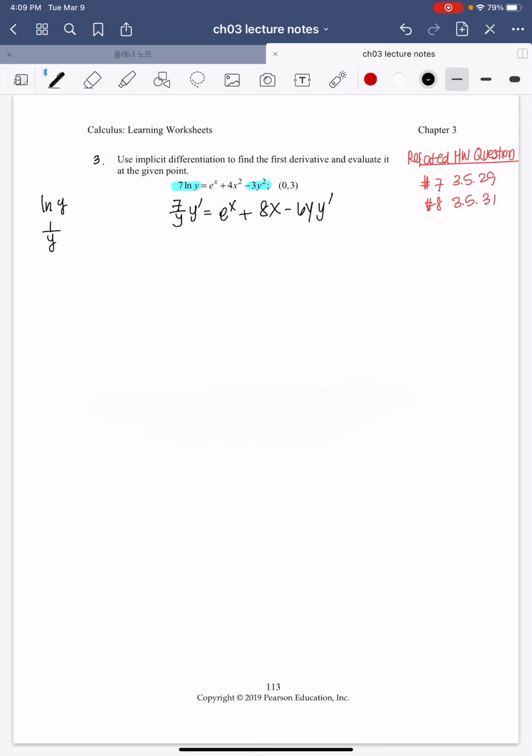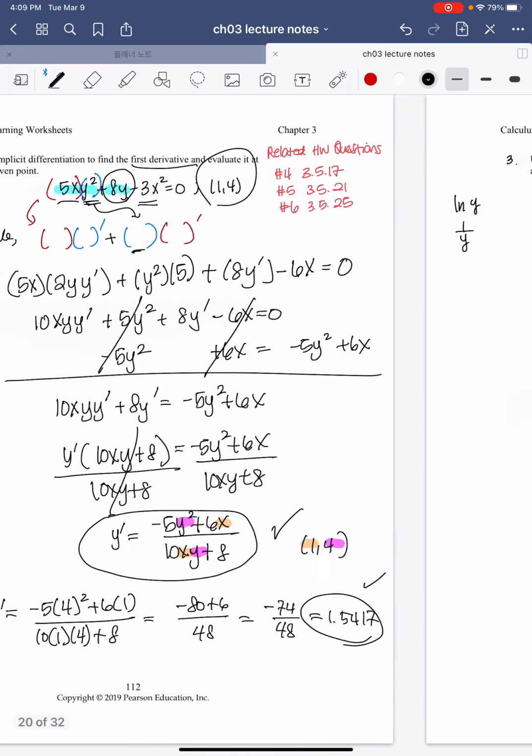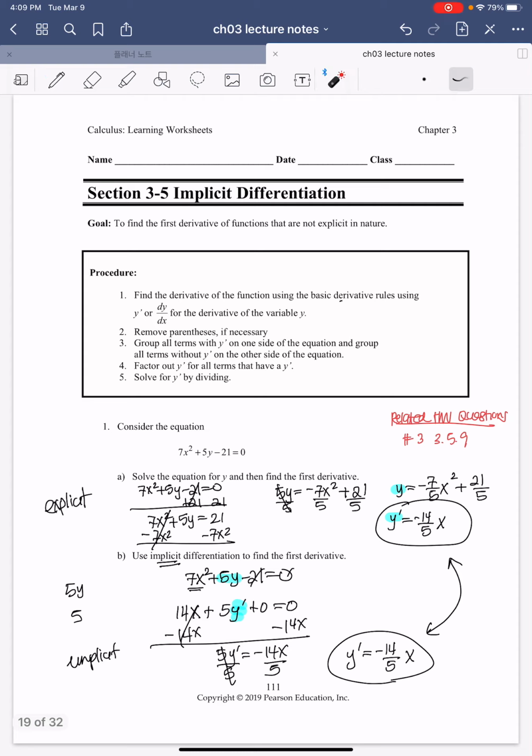Now let's rearrange. I'm going to put all the y prime terms first, so I'm going to move this one over here. Then I have 7 over y times y prime plus 6y prime on the left-hand side, and e to the x plus 8x on the right. So that is step 2. Step 3, I put all the y prime terms on one side. Step 4 says factor out y prime and then divide to solve.